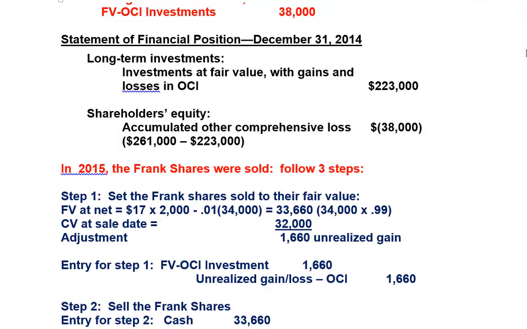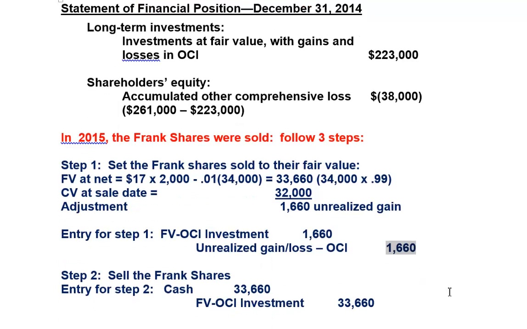So now what we're going to do is make the adjustment in our step 1 entry to set the fair value through OCI investment for the Frank shares, that portfolio. We're going to increase it by $1,660 and then credit an unrealized gain or loss into OCI because of the revaluation of those Frank shares to $33,660. We're going to credit that account $1,660.